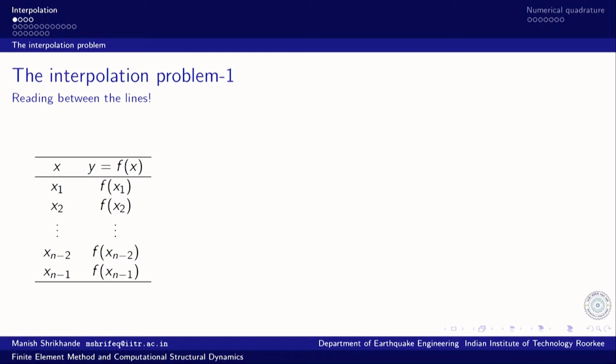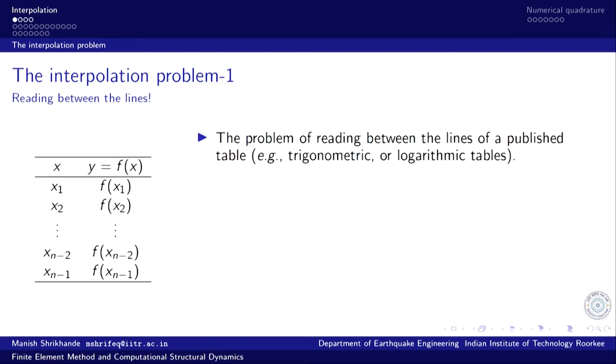and the common problem that we all dealt with is, what happens if we want to have a value that falls between x1 and x2. So, the value at x1 is known, the function at x2 is known, but what if I want to find the value of y for some value of x that lies between x1 and x2. That is the problem of interpolation. That is the problem of reading between the lines of a published table. Now, that published table could be a trigonometric table, a logarithmic table, or any set of values of an independent variable and a dependent variable.